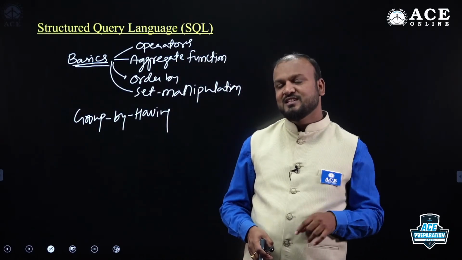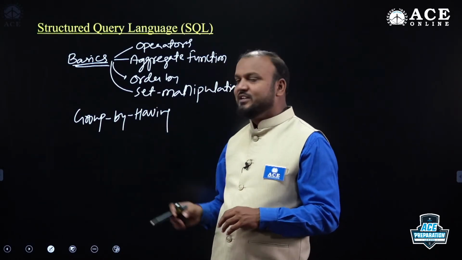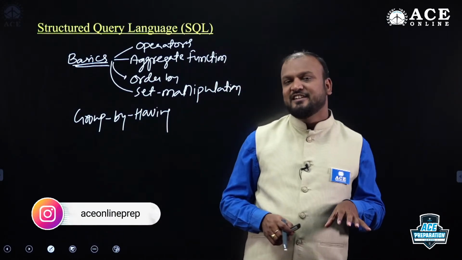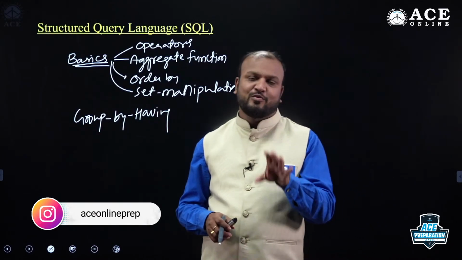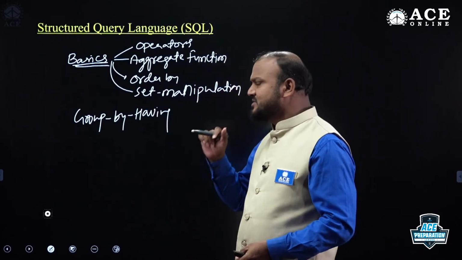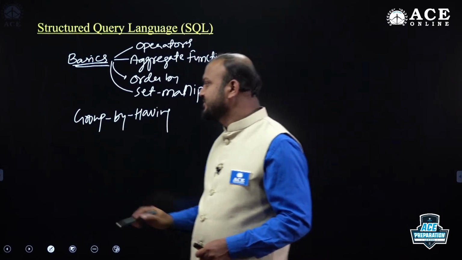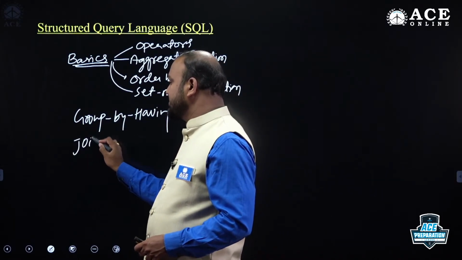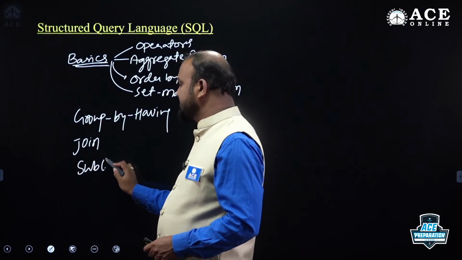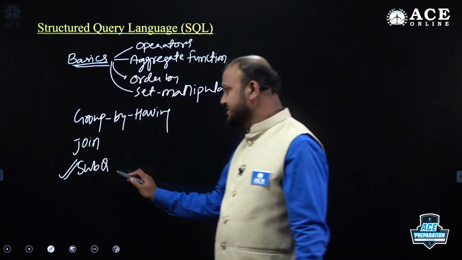there were two questions in two consecutive years, 2015 and 2016, where a GROUP BY query was given and you were asked to find how many rows are in the output. If you know the point that the number of tuples in the output equals the number of groups selected, you can directly answer it. So sometimes even a minute point plays an important role. Questions are possible on joins and subqueries, and mostly you can expect questions on subqueries.